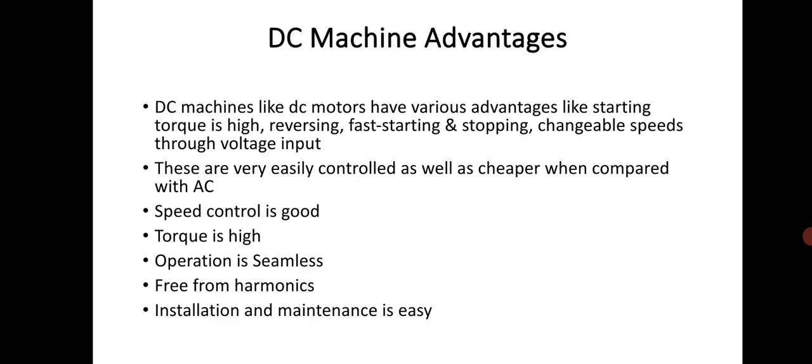Okay, then advantages. What are the advantages of a DC machine? A DC motor has various advantages: high starting torque, reversing, fast starting and stopping, and changeable speed through voltage input. These are very easily controlled, as well as cheaper compared with AC. Speed control is good. Torque, that is rotating force, is high. Its operation is seamless and free from harmonics. Harmonics indicate a distortion. Installation and maintenance are easy. Okay, these are about DC machines.